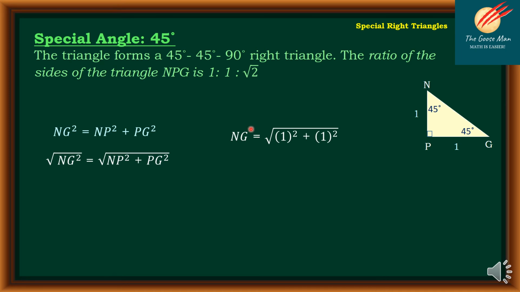Then, if we substitute the value of NP as well as PG, which is 1 and 1, we have here the square root of 1 squared plus 1 squared. So we come up with the square root of 1 plus 1, which is equal to NG is equal to square root of 2. Truly, we can say that the triangle NPG is in the ratio of 1 is to 1 is to square root of 2.